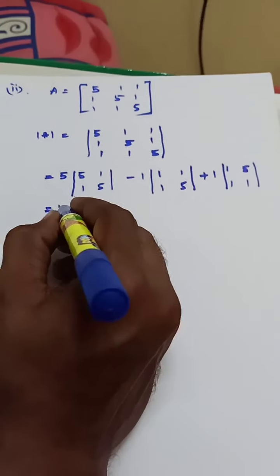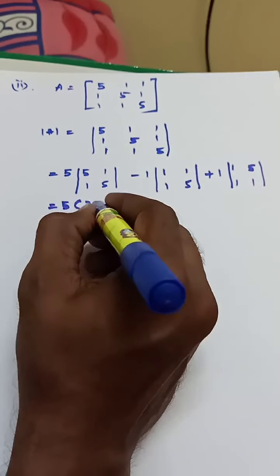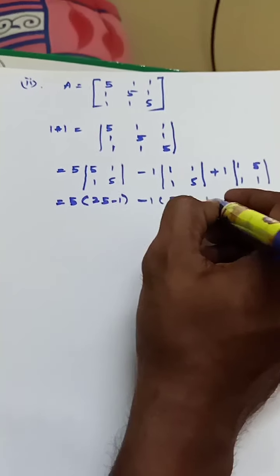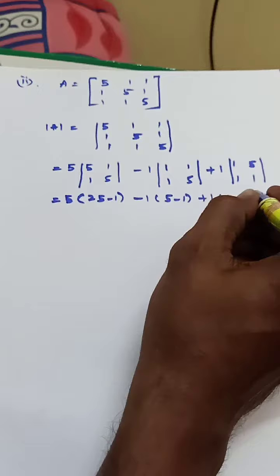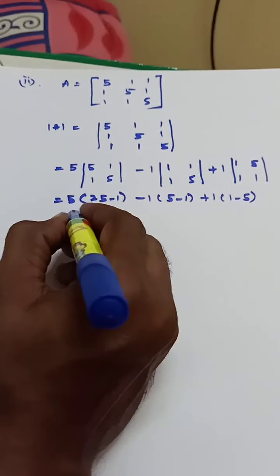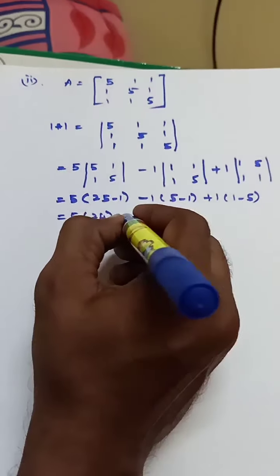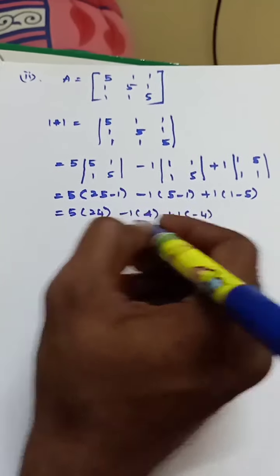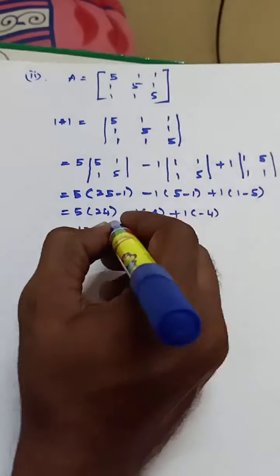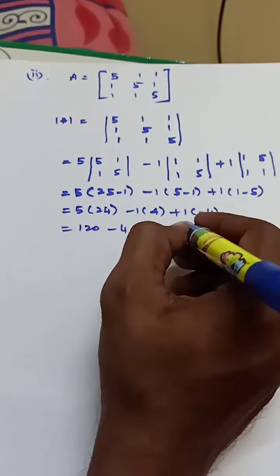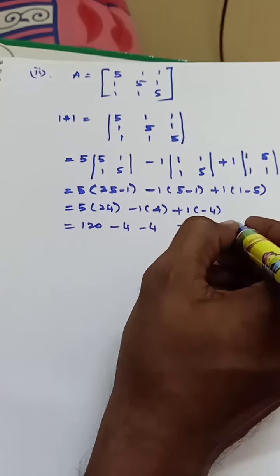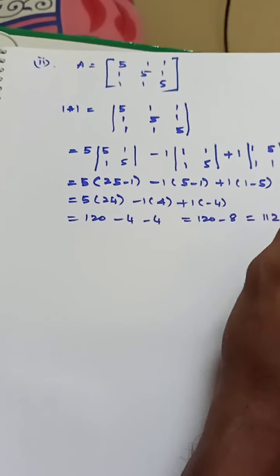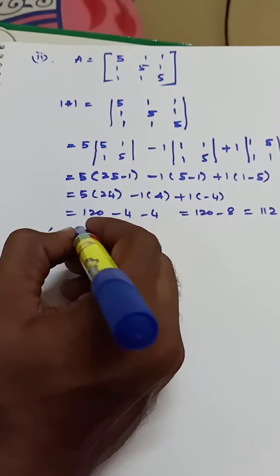So it becomes 5 into (25 minus 1), minus 1 into (5 minus 1), plus 1 into (1 minus 5). It is 5 into 24, minus 1 into 4, plus 1 into -4. So that is 120 minus 4, minus 4, which is 112. It is not equal to 0. Therefore, A inverse exists.